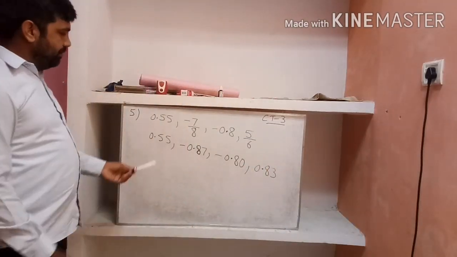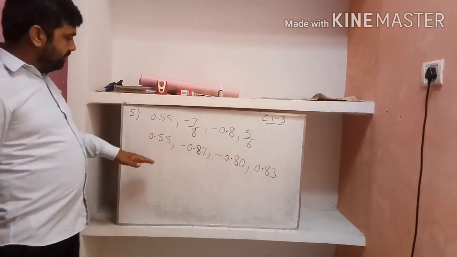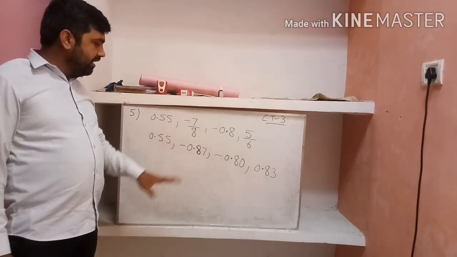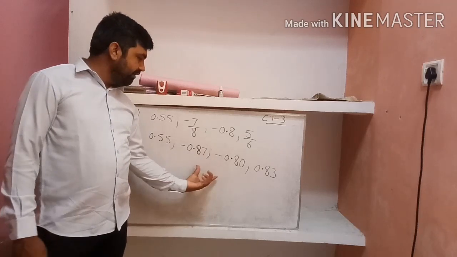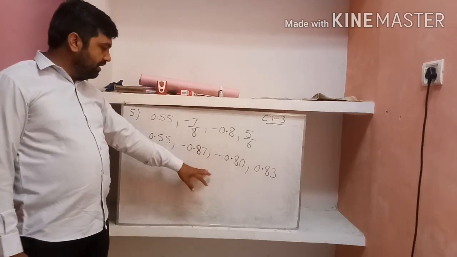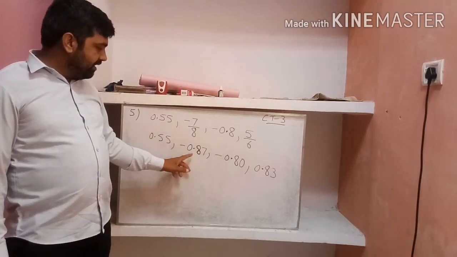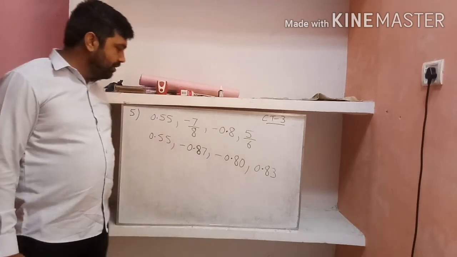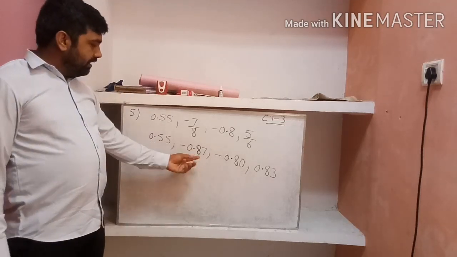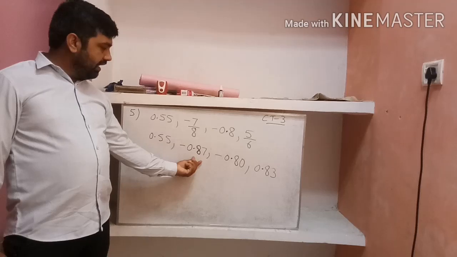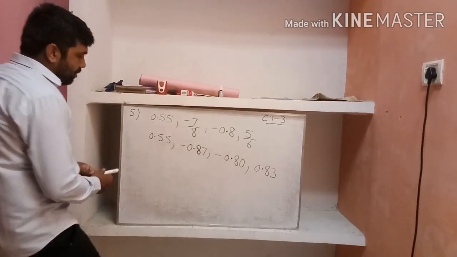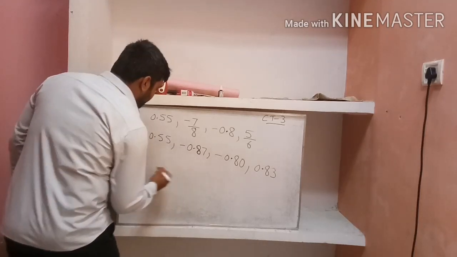Now it is very easy to compare which one is the least and which is the largest. Now both are negative. Among these two numbers, which is the smallest? It is minus 0.87, and minus 0.80. So among negative numbers, the biggest number is the smallest. So this minus 0.87 is the smallest.